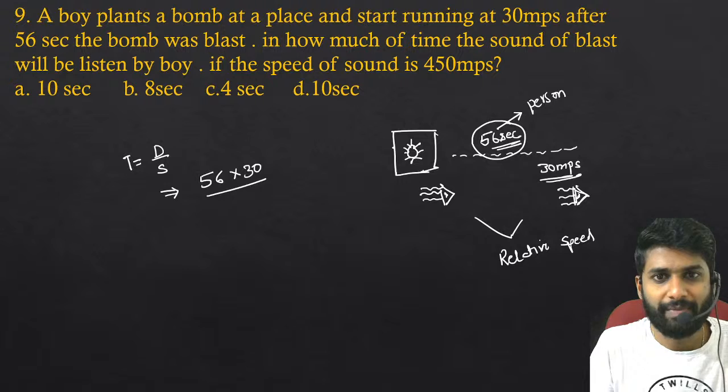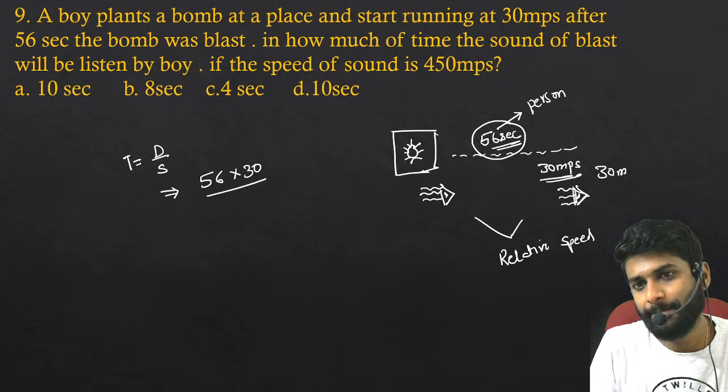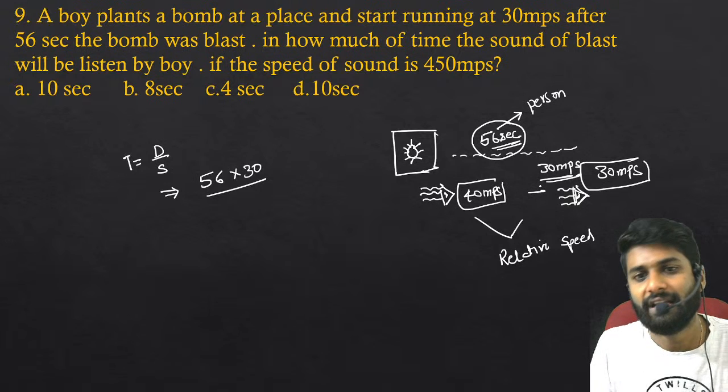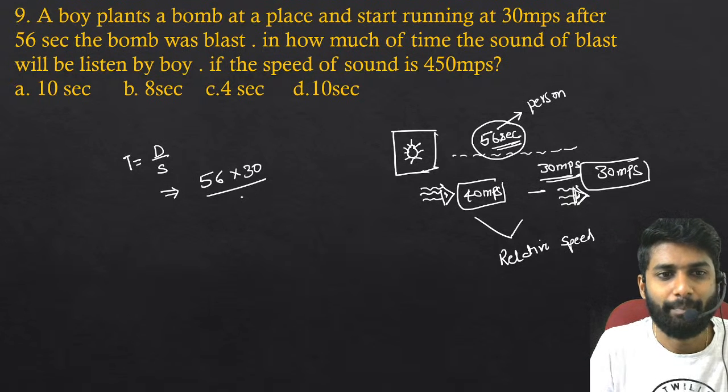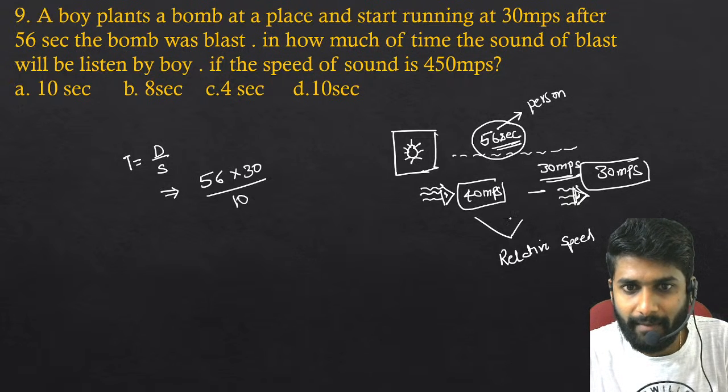Now the relative speed. If you see the relative speed, the boy was traveling at 30 meter per second. The sound of the blast was traveling at 40 meter per second. Now both are traveling in the same direction, so the relative speed is minus. Clear?